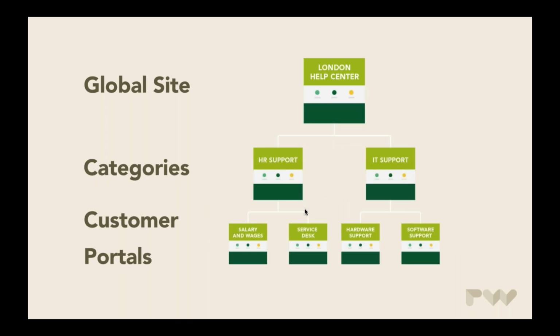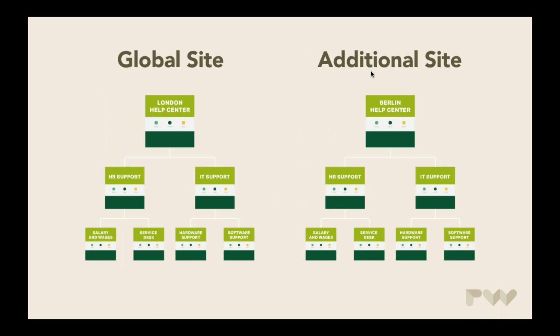And then we might add the category level. And here you can theme and customize the layout on each of these levels. So you can theme and customize the customer portals, you can theme and customize the category landing pages, and you can customize the sites. And I'll also show you a bit more clearly what I mean by that.